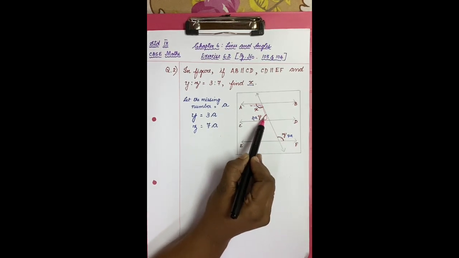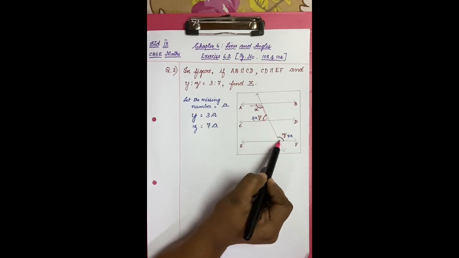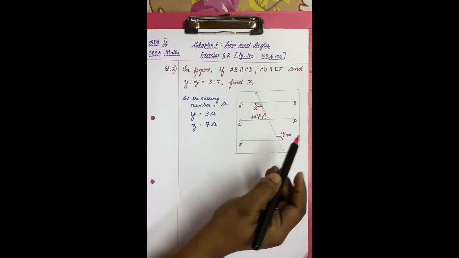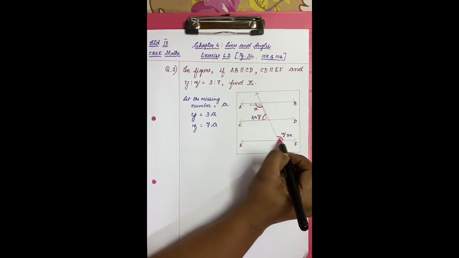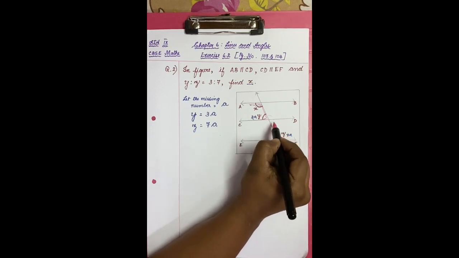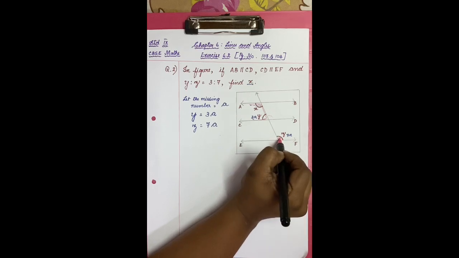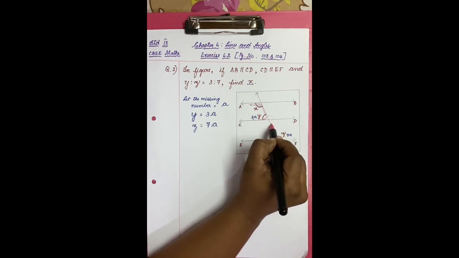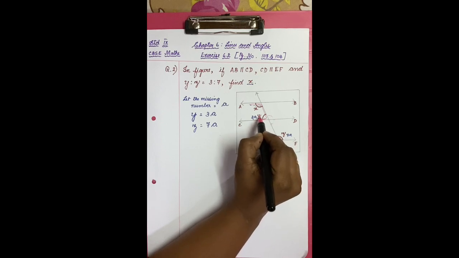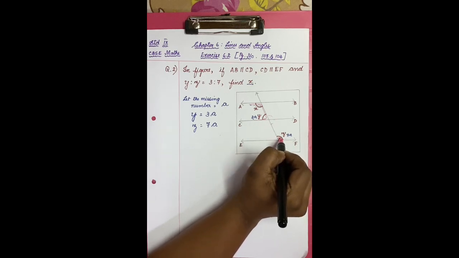So we will check whether y and z are corresponding, co-interior or alternate angles. Looking at angle z as my reference angle, what is the corresponding angle? This is the corresponding angle, so y is not the corresponding angle of z. For z, what is the co-interior angle? It should be in between C. So this is the co-interior angle, and again y is not the co-interior angle of z.